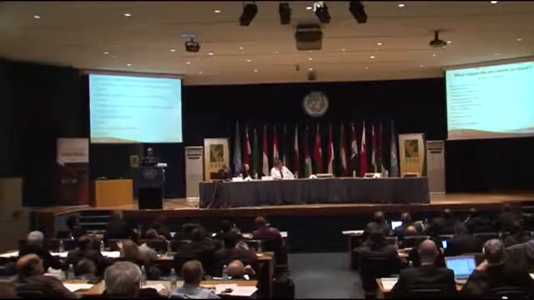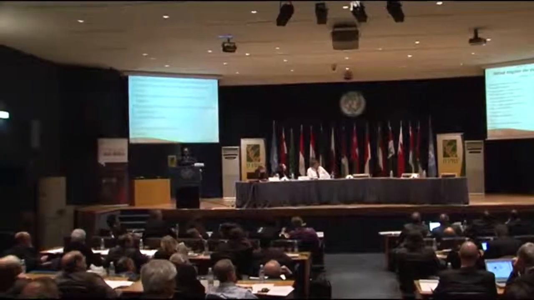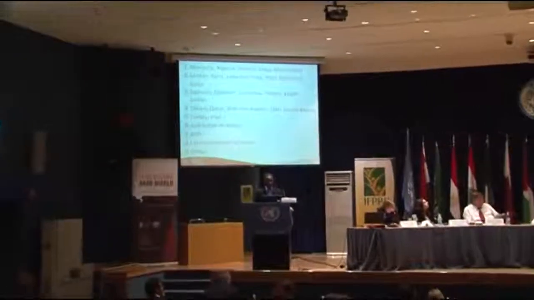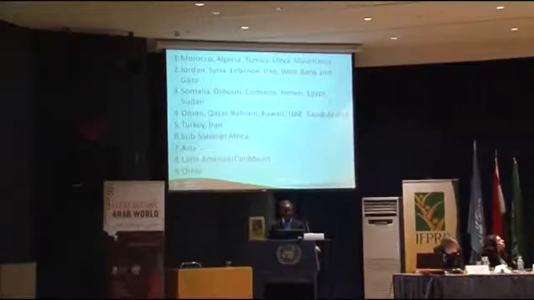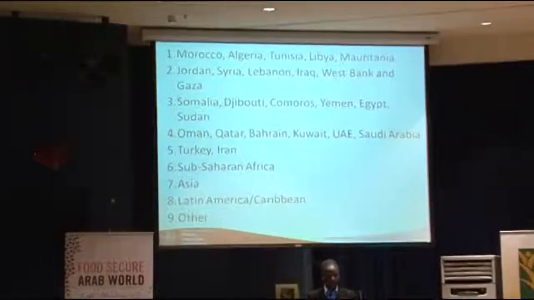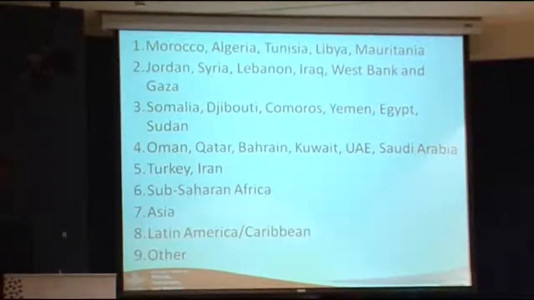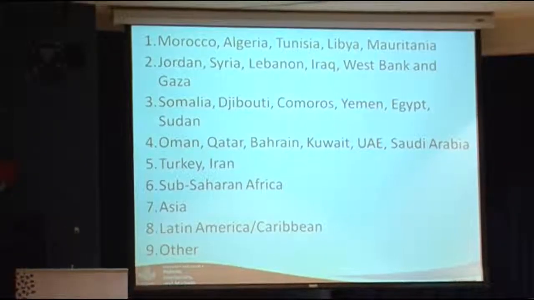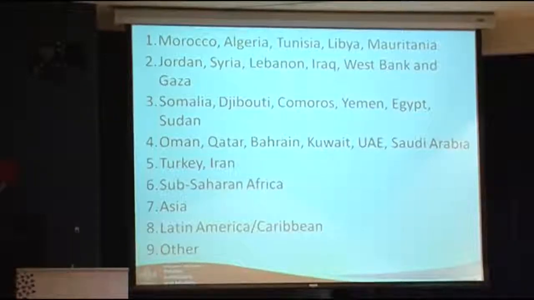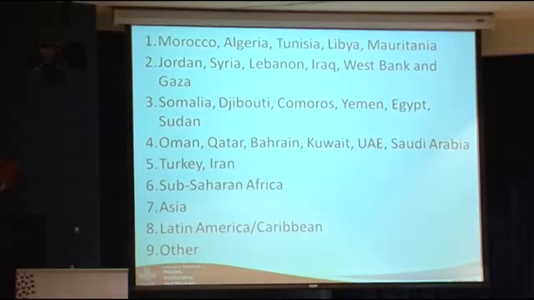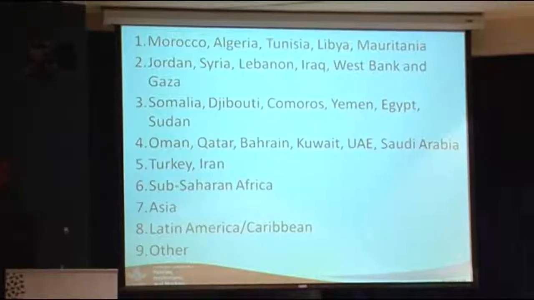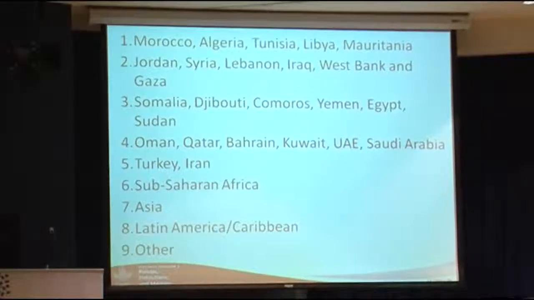So key 1 is for Morocco, Algeria, Tunisia, Libya, and Mauritania. Key 2 for Jordan, Syria, Lebanon, Iraq, West Bank, and Gaza. 3 for Somalia, Djibouti, Comoros, Yemen, Egypt, and Sudan. 4 for Oman, Qatar, Bahrain, Kuwait, United Arab Emirates, Saudi Arabia. 5 for Turkey and Iran. 6 for Sub-Saharan Africa. 7 for Asia. 8 for Latin America and the Caribbean, and 9 for any other countries.